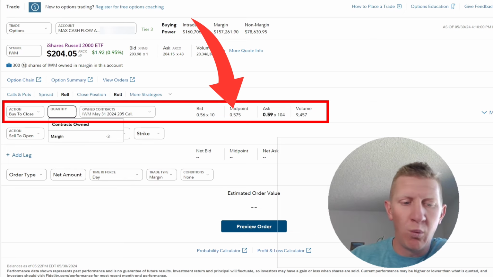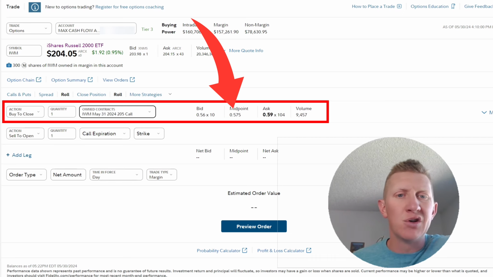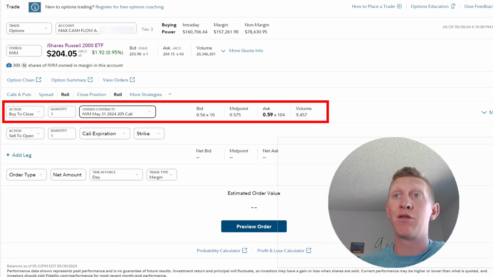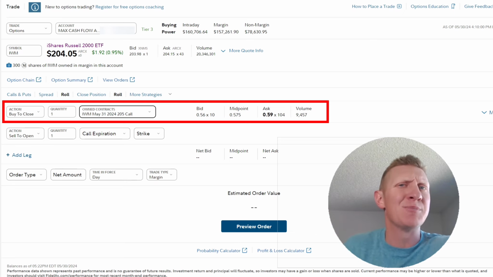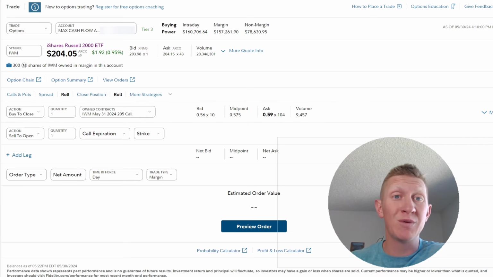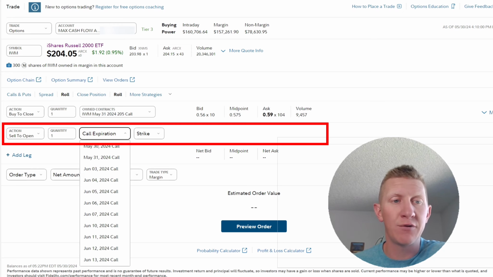And we'll just change this from 3 to 1 for simplicity's sake. So then we need to figure out, well, am I going to roll my contract out to a specific date tomorrow or 7 days from now or 30 days from now? It's going to depend on your specific strategy. But let's assume that you are running a daily strategy. And let's say you want to roll this contract from the 31st, which is Friday, to Monday, June 3rd. Well, you go to here for the sell to open section, we would go to June 3rd.